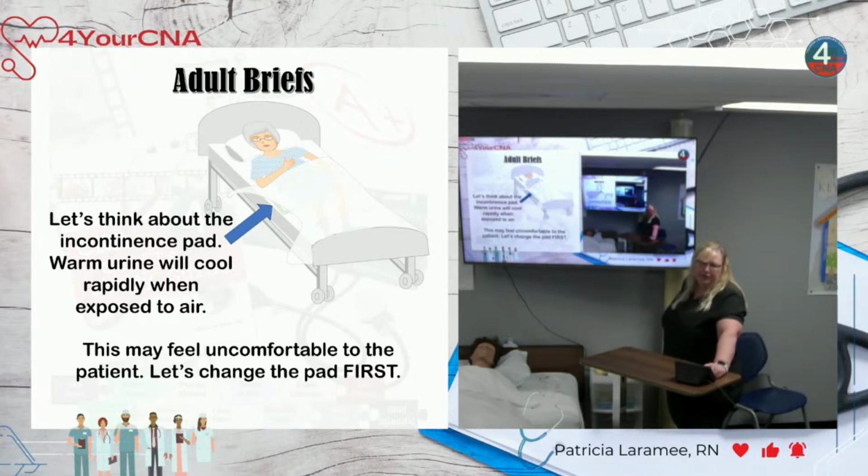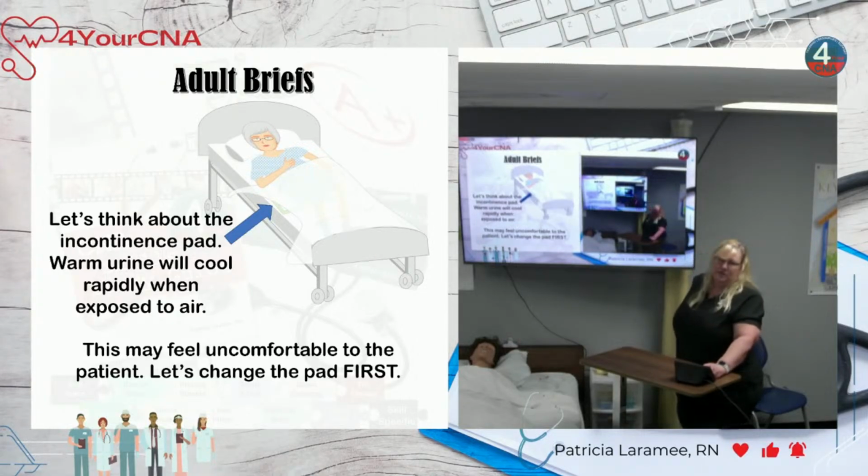What is that pad going to feel like to the patient? Cold, wet, and slimy. If you were laying on that pad, what's the first thing you would want done? Change the pad. Get me on a dry pad, please. But now we got a wet butt on a clean pad, so we're going to clean the patient front and back and then change the pad again.